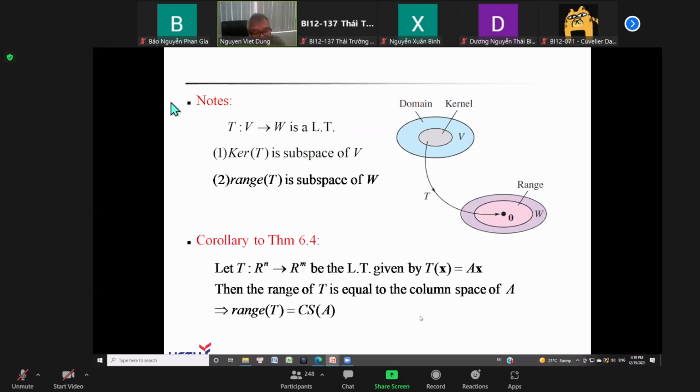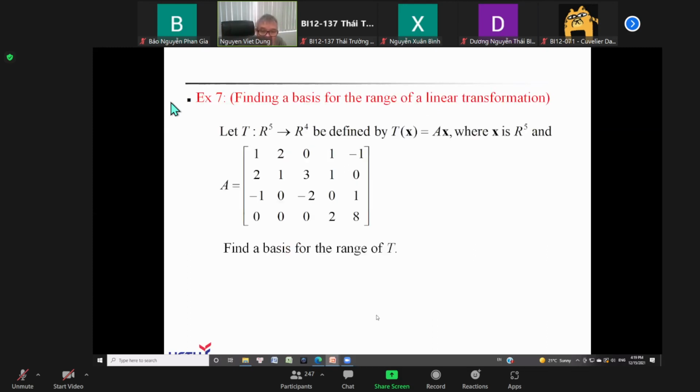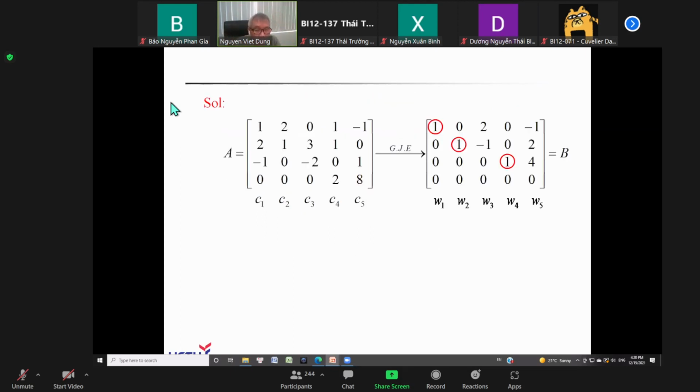And we have another observation saying that in case the linear transformation T from Rn into Rm is given by a matrix A, the range of T will be the column space of A. That is, the range of T equals the column space of A. So suppose you are given a linear transformation T from R5 into R4 with the formula T(x) equal to Ax, and A is a matrix like that, and you are required to find a basis for the range of T. It means that you need to find a basis for the column space of A. To do that is very easy.